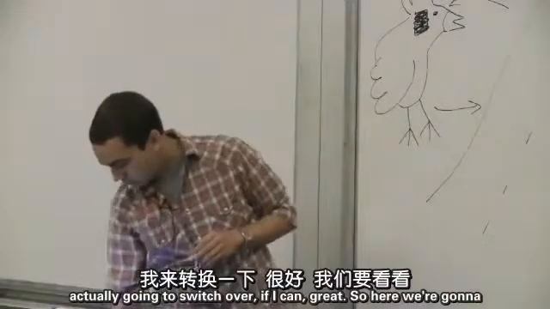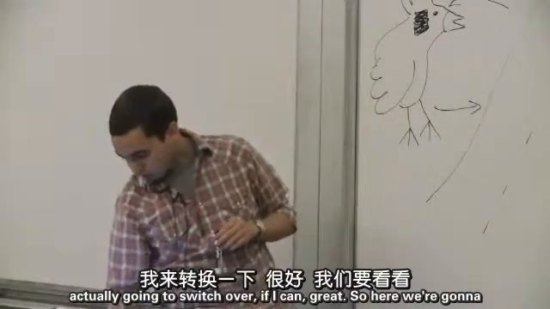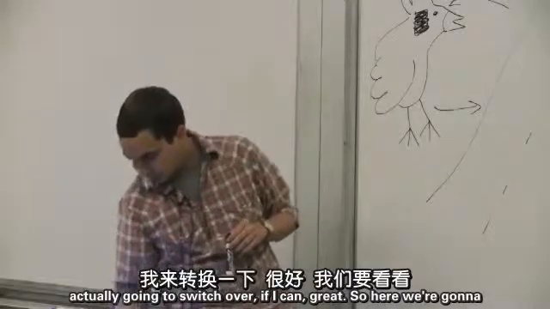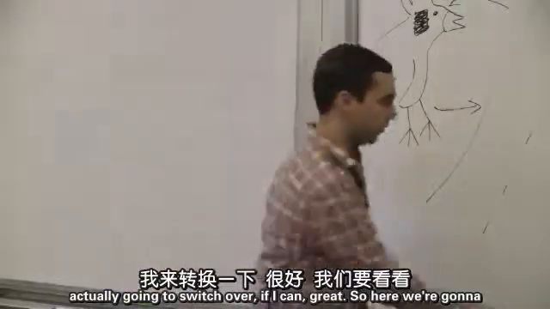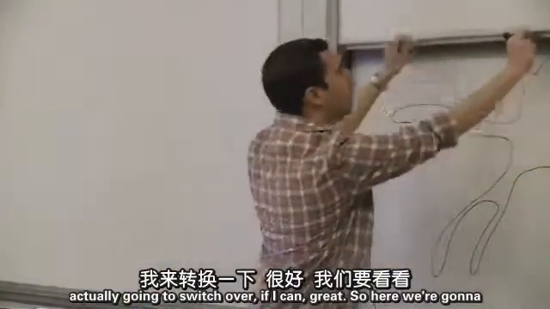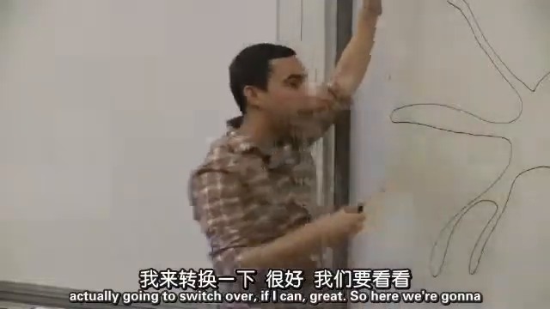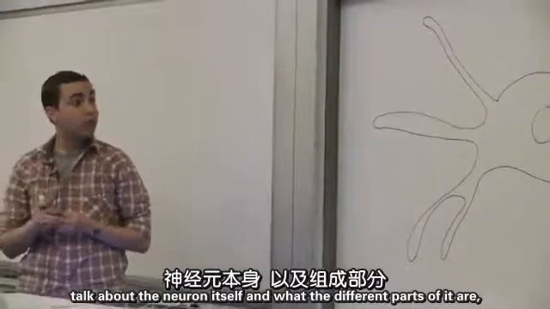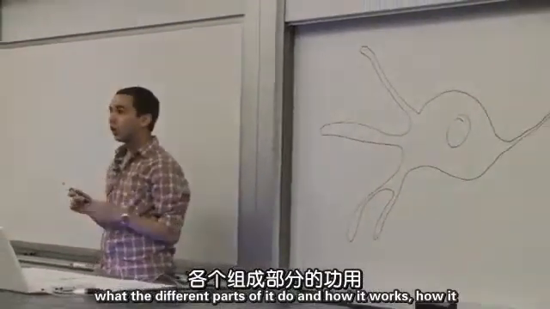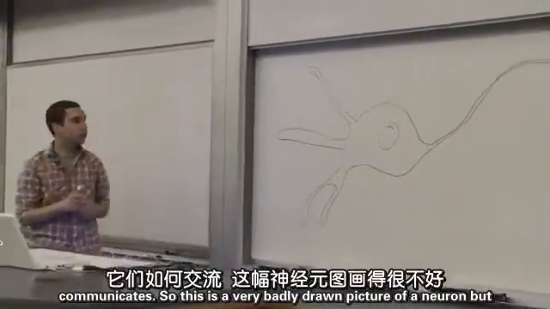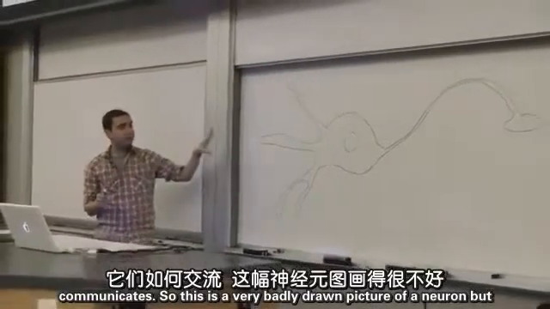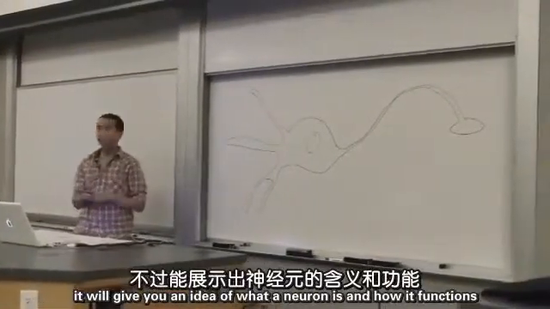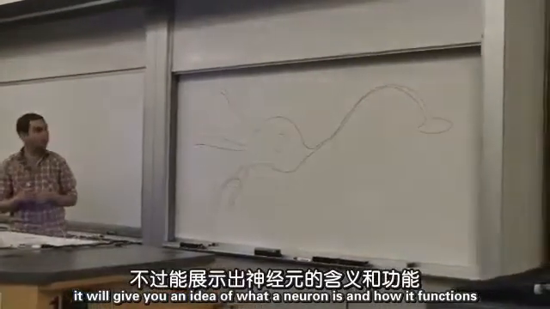So here I'm actually going to switch over if I can. Great. Here we're going to talk about the neuron itself and what the different parts of it are, what the different parts of it do, and how it works, how it communicates. This is a very badly drawn picture of a neuron, but it will give you an idea of what a neuron is and how it functions.